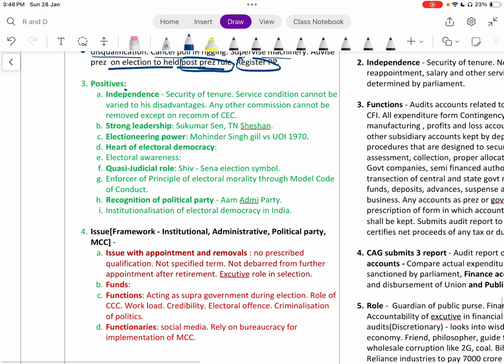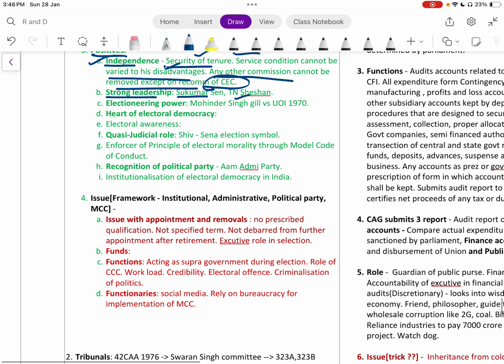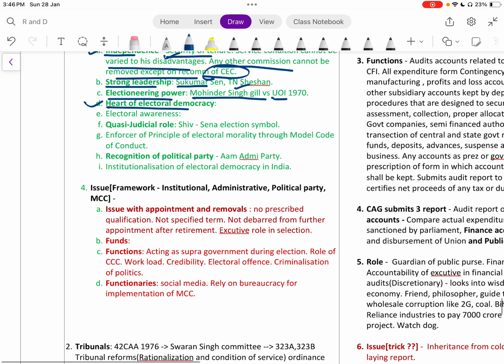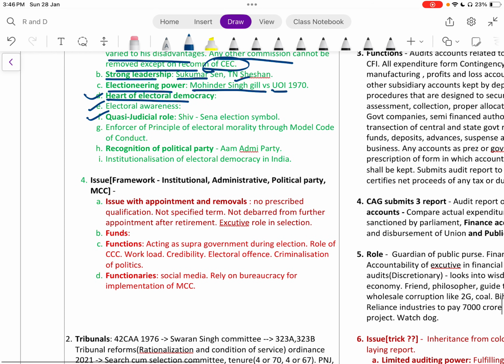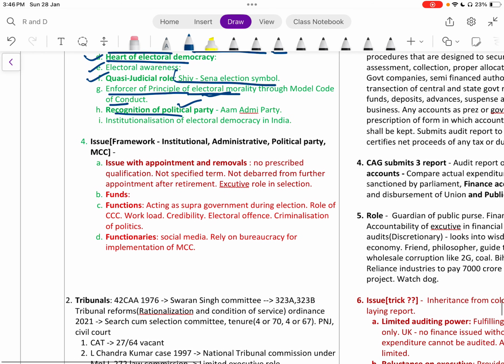So what are the positives? Of course, independence. The security of tenure: service conditions cannot be varied to its disadvantage. Any other commissioner cannot be removed except on the recommendation of Chief Election Commissioner. Strong leadership, yes, Sukumar Sen, T.N. Seshan. Electioneering powers, Mohinder Singh Gill. Heart of electoral democracy. Electoral awareness, quasi-judicial, such as in the case of election symbol. Enforcer of principle of electoral morality through model code of conduct. Recognition of political parties such as Aam Aadmi Party. Institutionalization of electoral democracy in India.